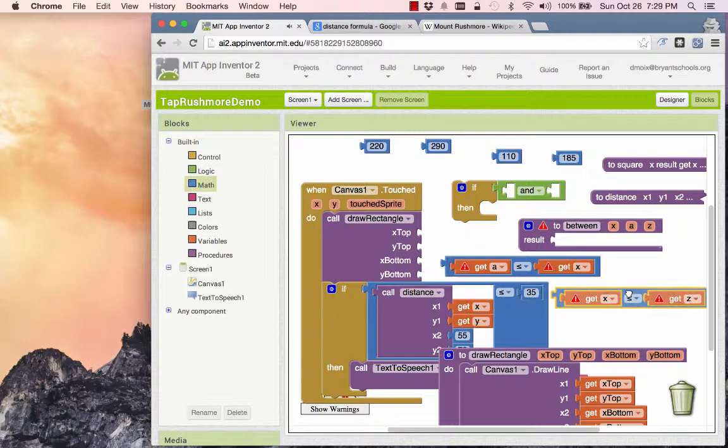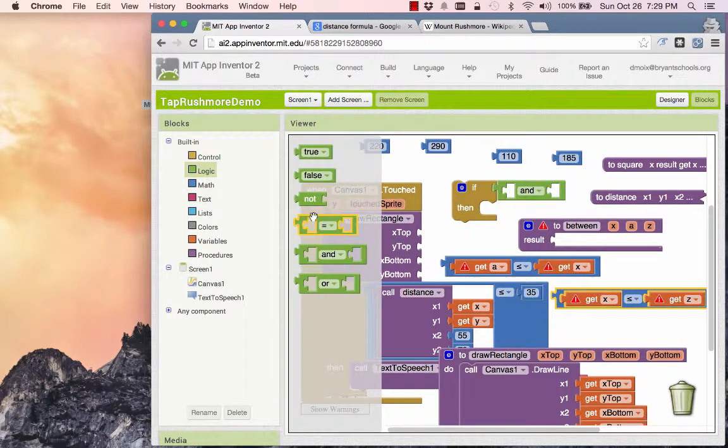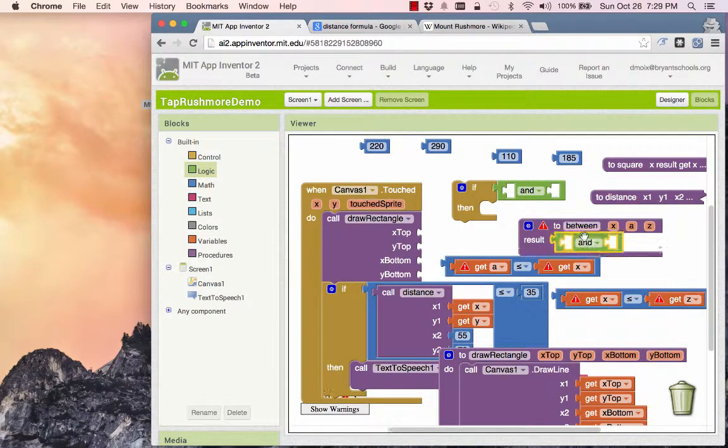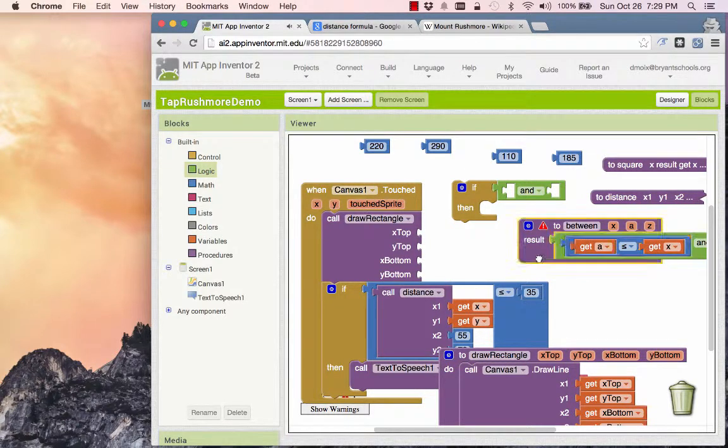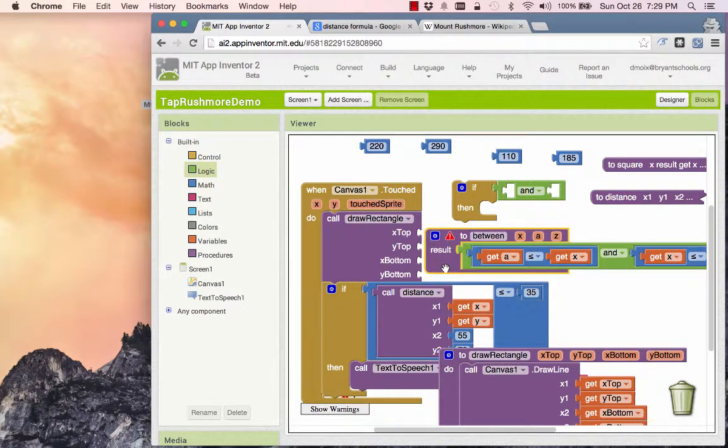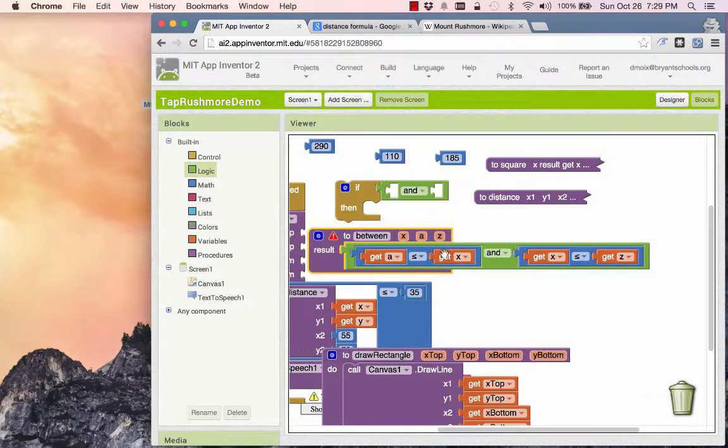And we want to know if both of these are the case, so we need to use a logic block, which is an and. Because and is like, I'll only let you pass the class if you make an A and you wash my car. So you have to do them both in order to pass. Not really, that's just a joke. So we're going to say if this and this, then we're going to say that x is between a and z. So if a is less than or equal to x, and x is less than or equal to z, then x is between a and z.